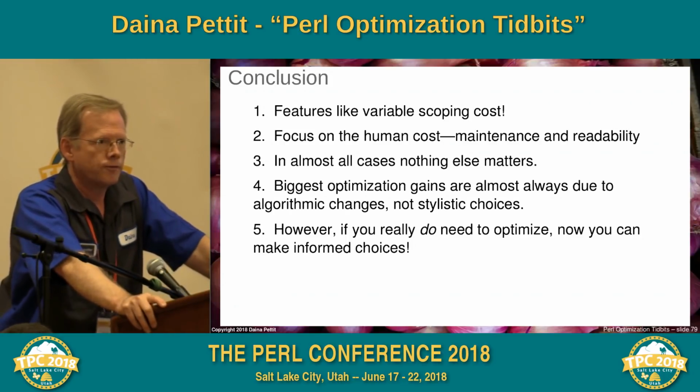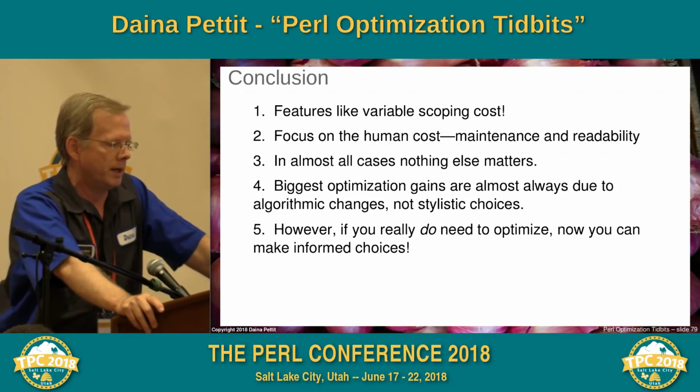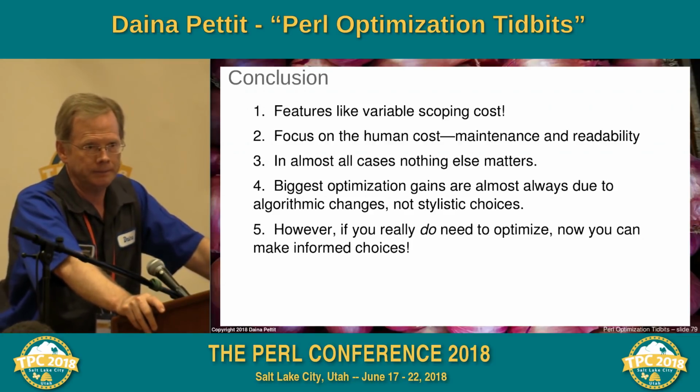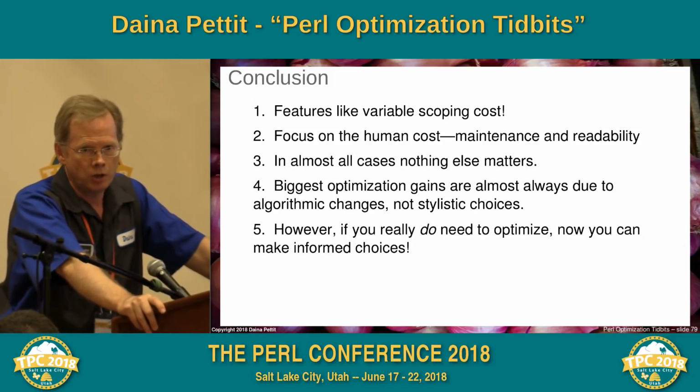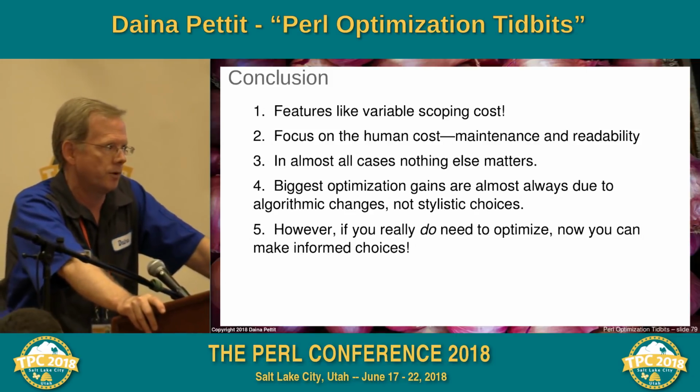The things that we learned from this is that scoping actually does cost us something, so that we shouldn't use unnecessary scope. Most of us don't, so that wouldn't be an issue. But beware that scoping does cost, and that we really should focus on the human cost. That's the real expensive part of what we do, and that's our maintenance and readability. In almost all cases, nothing else matters.